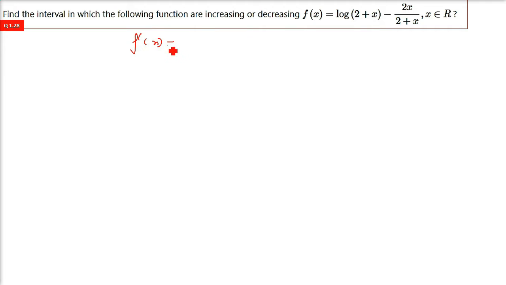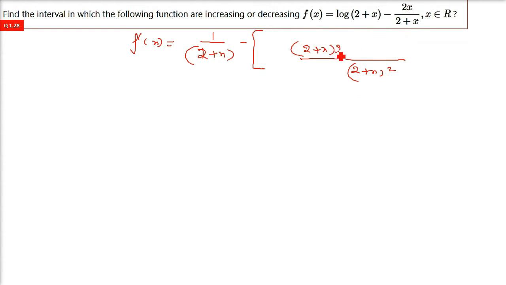So first thing is f dash x. Derivative of log of 2 plus x is 1 by 2 plus x. Differentiation of 2 plus x is going to be 1 only. Then you have minus 2x divided by 2 plus x. I'm using the quotient rule here, 2 plus x whole square in the denominator. 2 plus x in the numerator with differentiation of 2x, which is 2. Then 2x with differentiation of 2 plus x, which is 1, so 2x into 1 again.